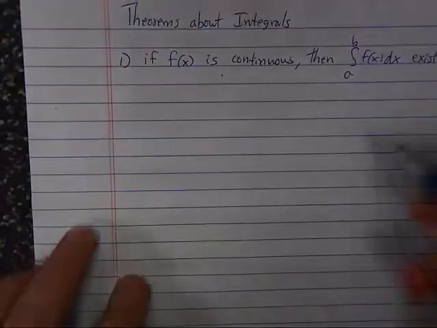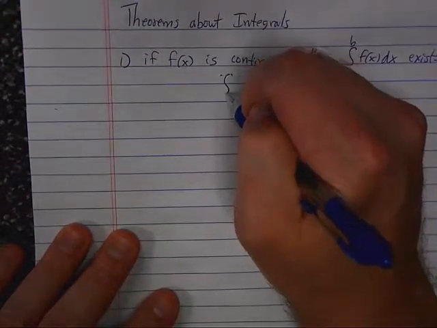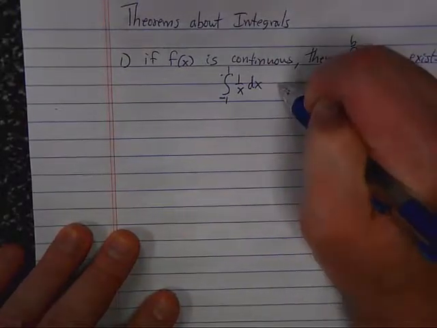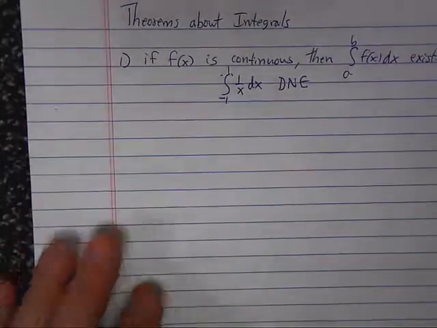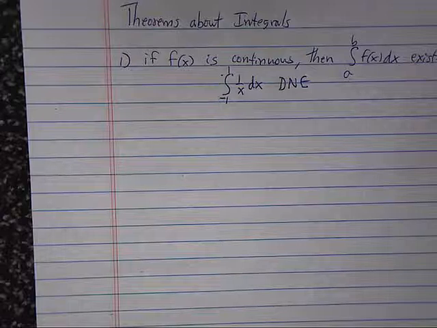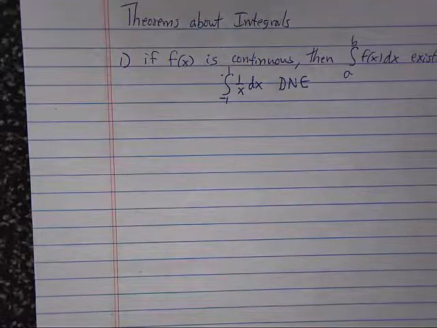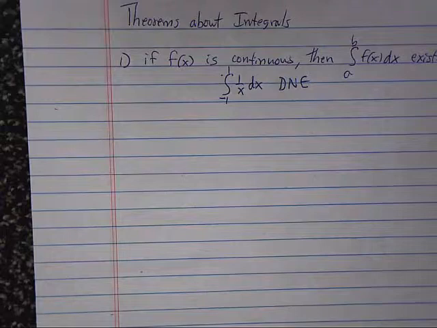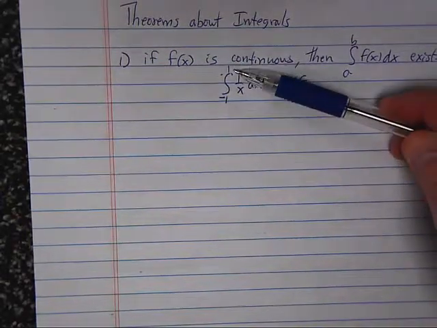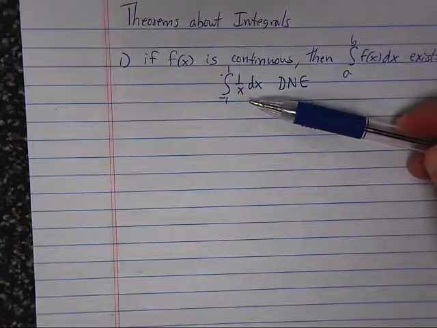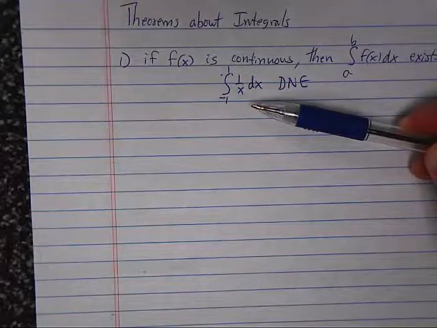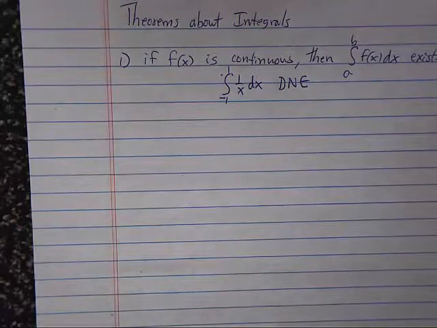So for example, the integral from -1 to 1 of 1 over x dx does not exist. And what would be wrong with that integral? There's an asymptote at 0. And 0 falls within our range. If I were to give you the integral from 1 to 2 of 1 over x dx, would that be okay? That one would be okay because the discontinuity would not be within our interval. Okay? So there's a simple example of an integral that does not exist.